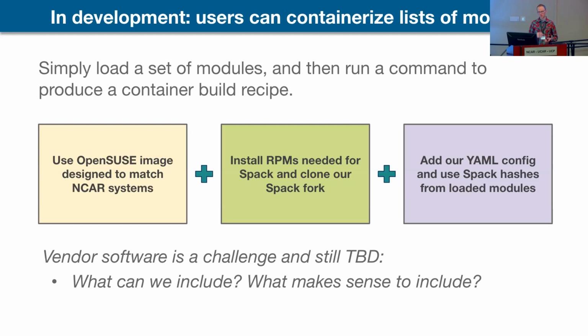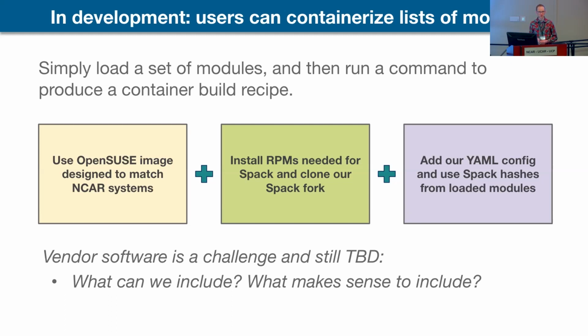Basically what a user would do is load a set of modules and then run a command to produce a container build recipe. Maybe we provide them with a place to build that container too, or maybe they do it on a local machine or a virtual machine or something like that. But basically what it would do is you'd get an OpenSUSE image, so, our operating system designed to match Cray OS. It would install the RPMs needed for Spack, and it would clone our fork of Spack. And then it would add the YAML configuration file so that Spack would operate and concretize packages the way we expect. And then get the hashes that are currently in the environment based on the modules, because these are all stored in the module files, so we can just extract it right out.